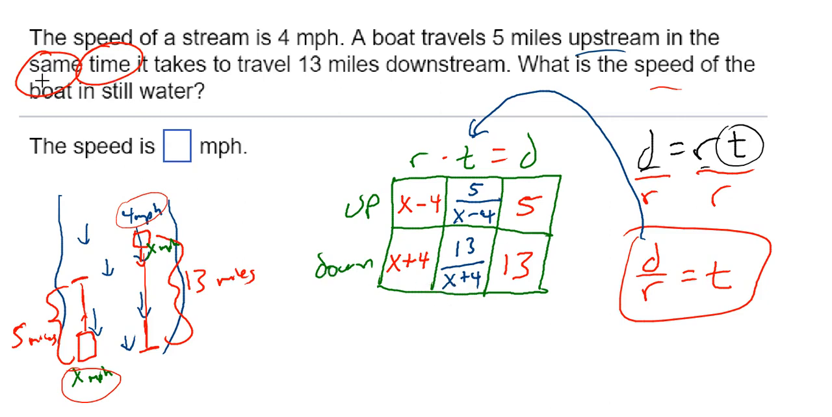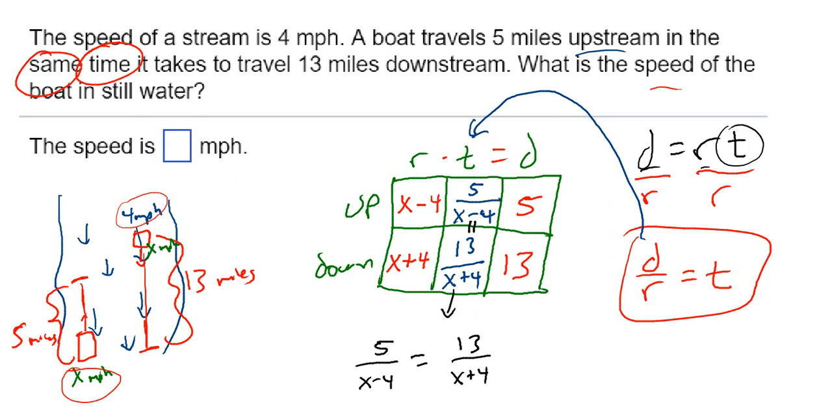And if you remember, I made a big deal about it earlier, that it will take the same amount of time for either one, right? The trip going upstream takes the same amount of time as the trip going downstream. So these times should be the same. And so we will set them equal to each other in this problem. So we'll have 5 over X minus 4 equals 13 over X plus 4. That'll be the equation.